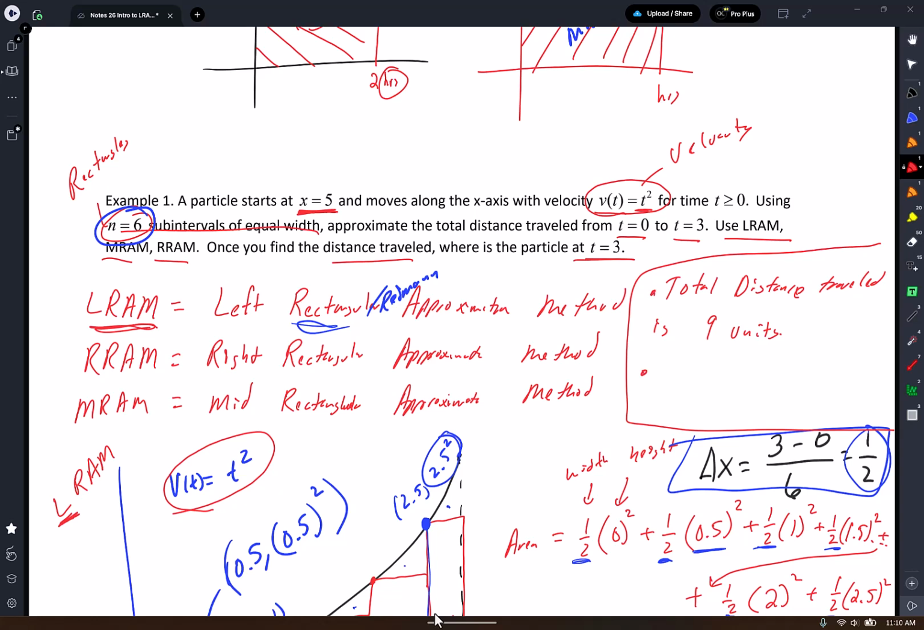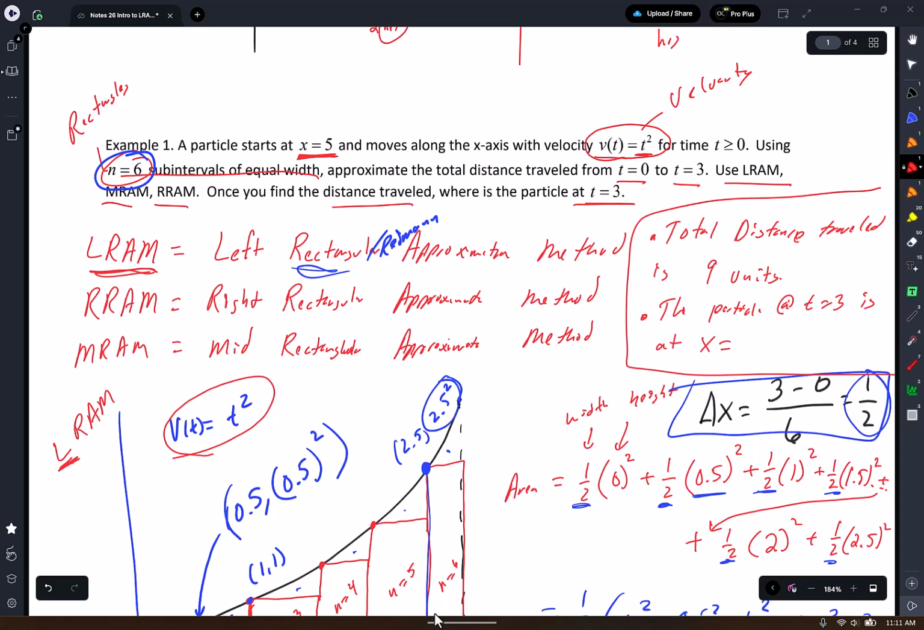Now let's answer the second question. Where is the particle at t equals 3? The particle at t equals 3 is at x equals, okay, time out and let's talk about this. Where was I initially? 5. How much have I traveled? What's the first bullet say? 9 units. So if I've traveled 9 units, where's my location now? Yep, you got it. The particle at t equals 3 is at x equals 14.